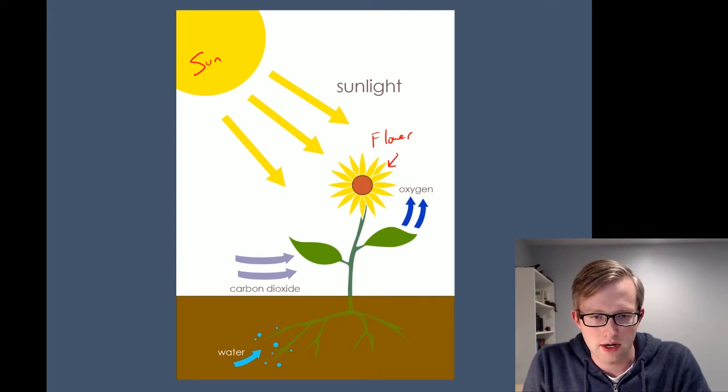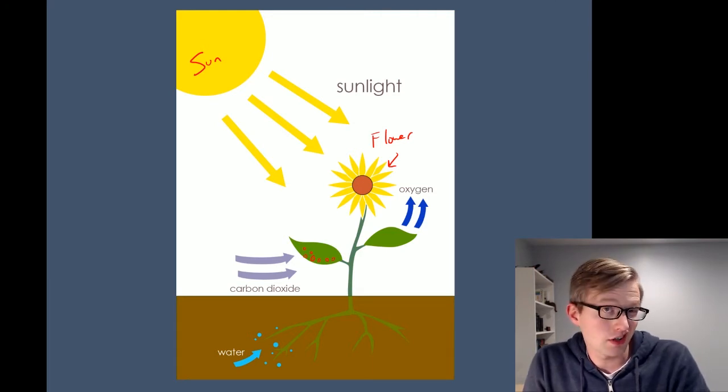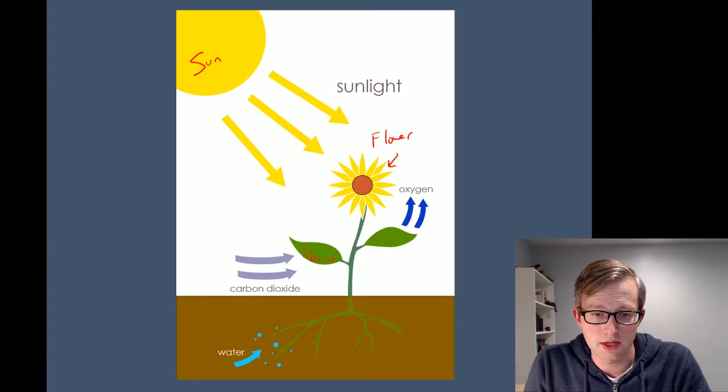Now the carbon dioxide and oxygen exchange occurs in little ports here on the underside of our leaves called stomata, and stomata open and close to allow the carbon dioxide in and out. Generally they're open at night, just because during the day it's a risk of losing too much water in the heat of the sun.